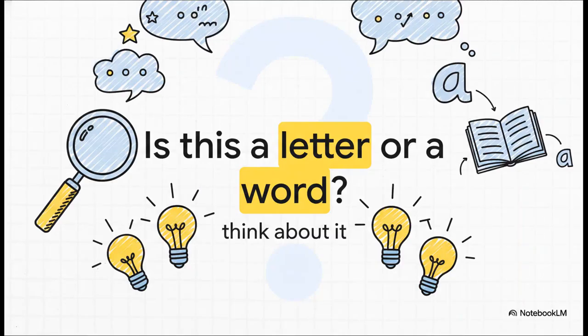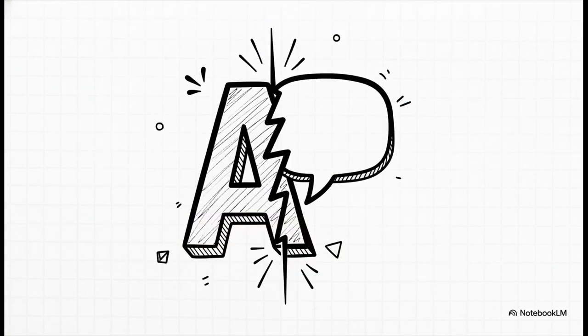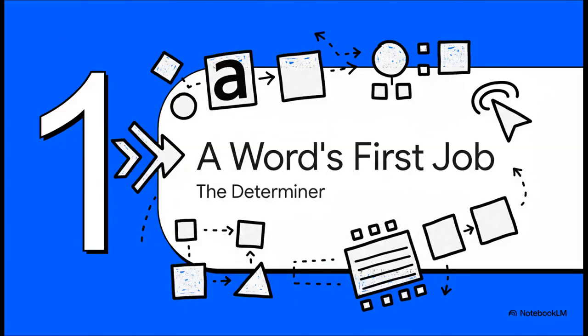So, to get us started, here's a simple question. Look at this character on the screen. Is that a letter or is it a word? What do you think? The answer is, well, it's both. And that double duty identity is exactly what makes this tiny little symbol so incredibly powerful. So in this explainer, we're going to unpack the hidden complexity behind one of the most basic building blocks of the English language.